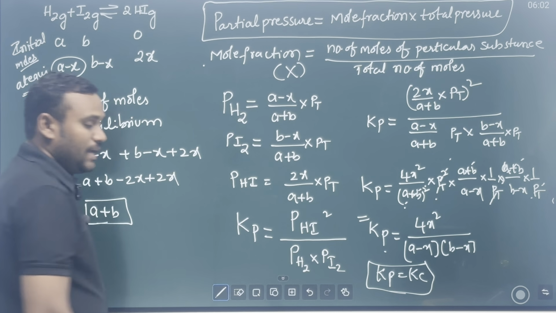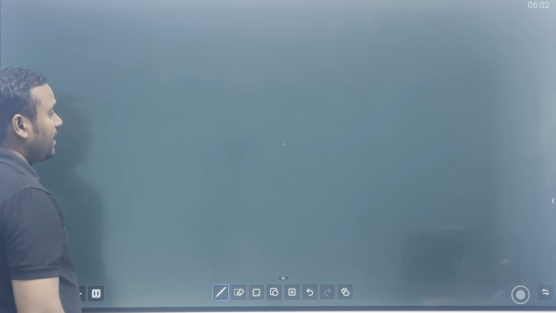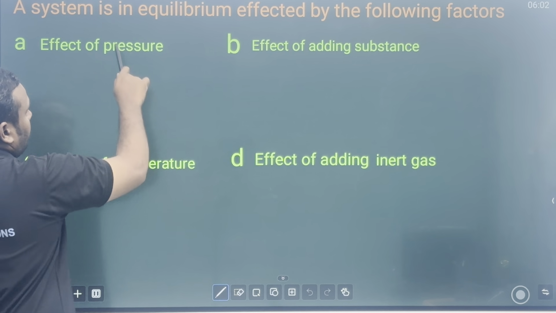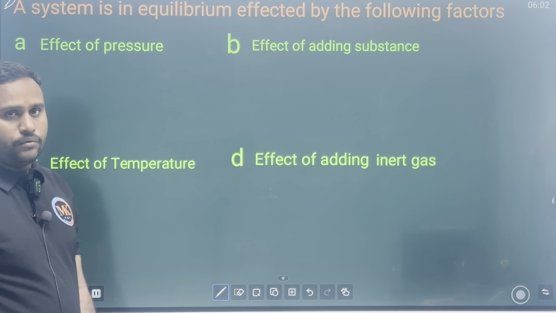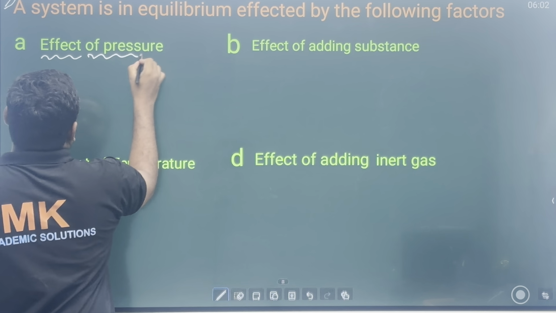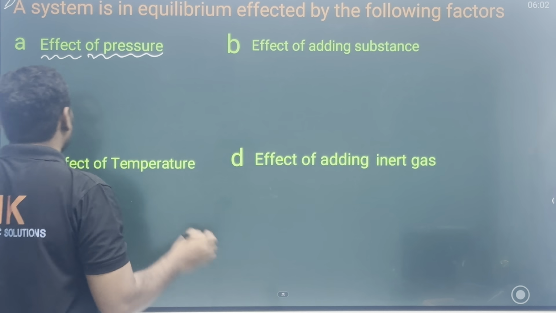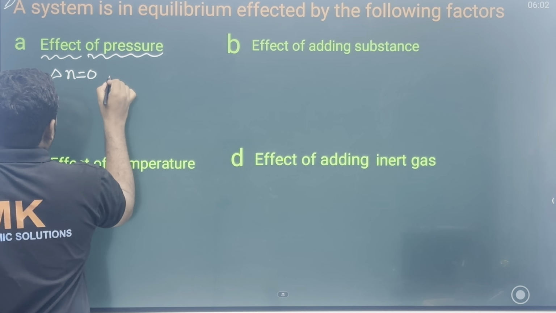Homogeneous gas equilibrium when delta n is equal to 0. Now let us discuss factors which influence the homogeneous equilibrium where delta n is equal to 0. So here, next effect, effect of pressure. Pressure has no effect when delta n is equal to 0.